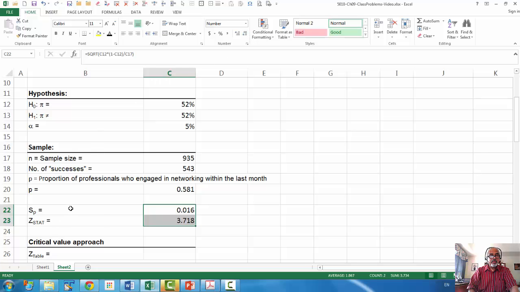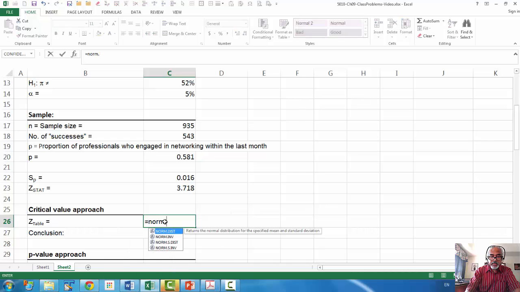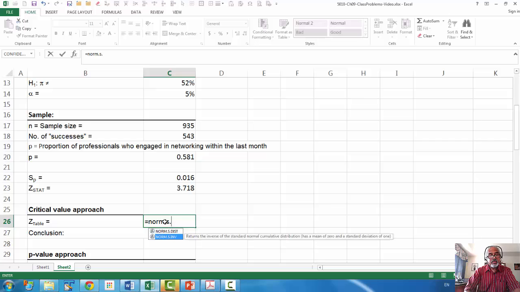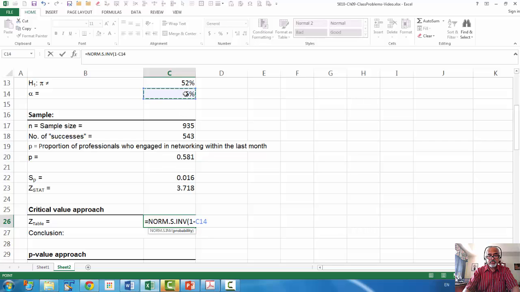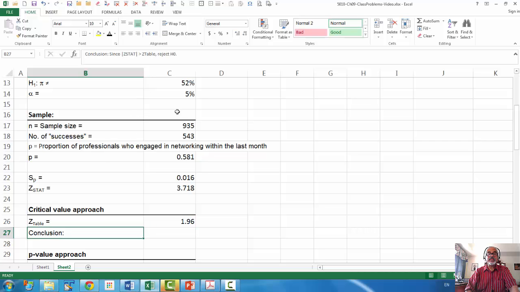Okay. Now z table value is norm.s.inv, and this is a two-tailed test. So the cumulative probability is 1 minus alpha over 2. We have to half it. So that's your z table value. So you reject. Z stat is greater than z table value, so we reject. And this is a two-tailed test, so we have to actually take the absolute value of z stat.